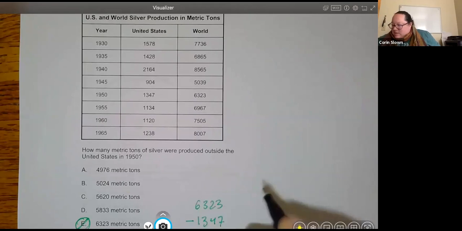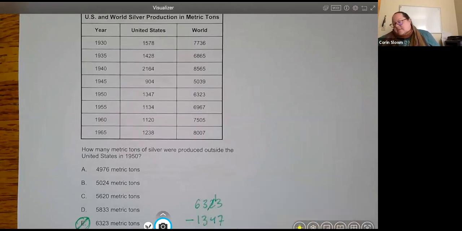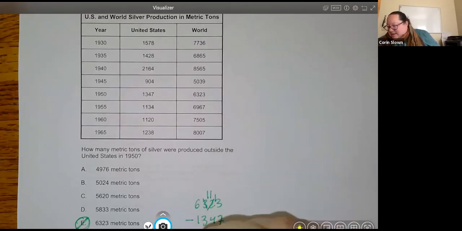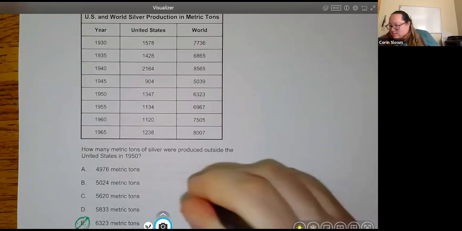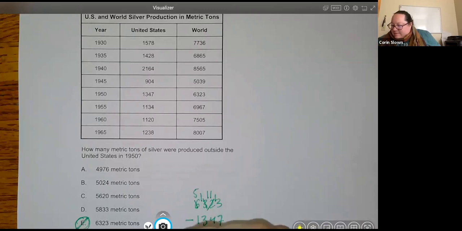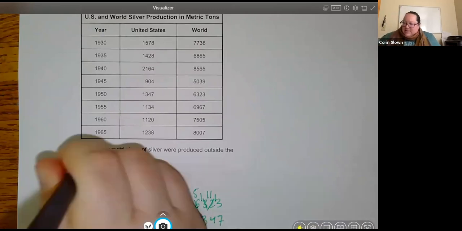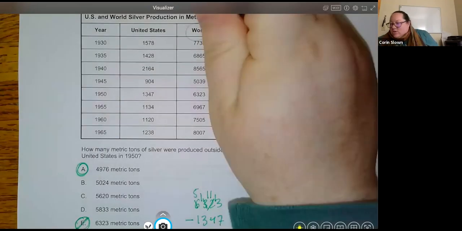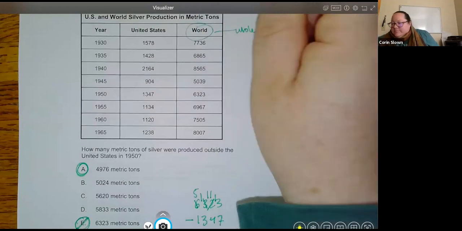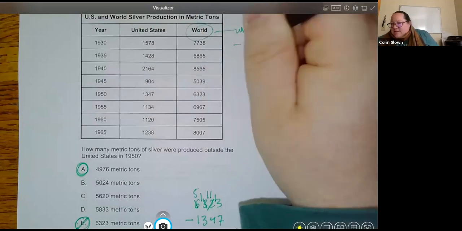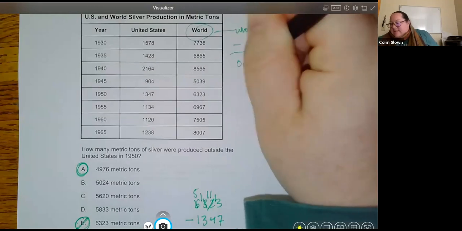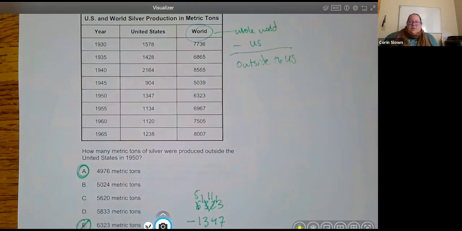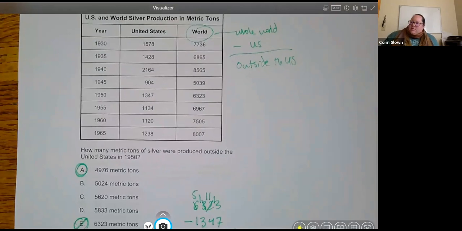So we can do the math though to make sure. So 13 minus 7 is 6. 11 minus 4 is 7. Right, so we're at 4976. So the correct answer is A. So this is an example where we want to make sure that we're reading the table correctly. So this is the whole world, minus the US gives us everything that is outside the US. So this is a great example where we want to read the problem carefully in order to be able to answer it correctly.